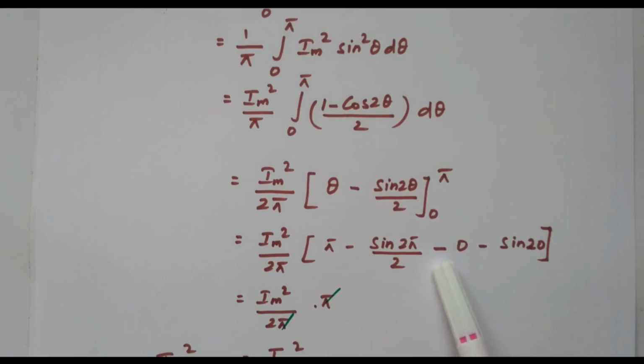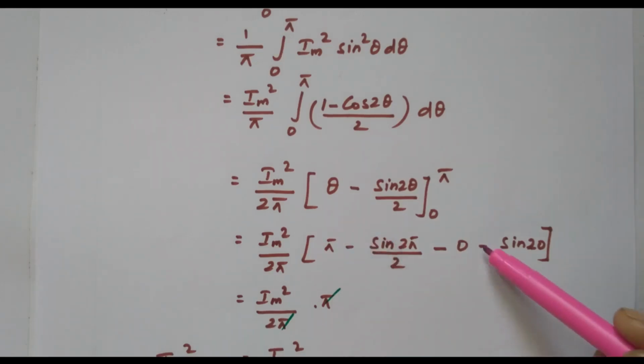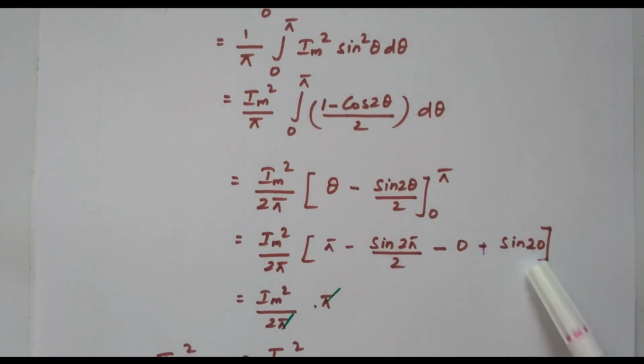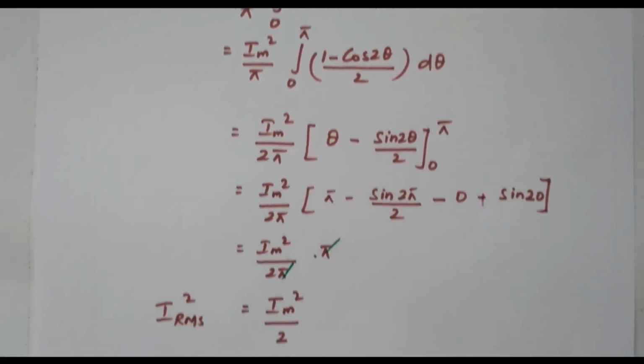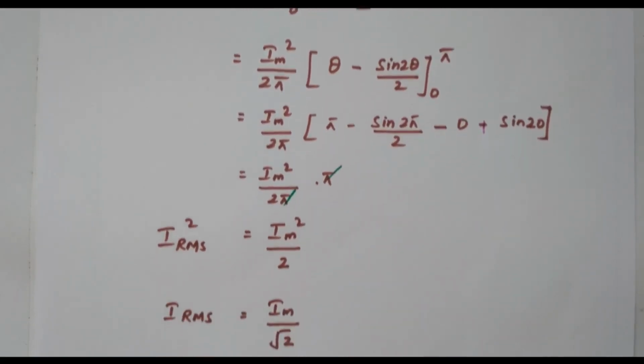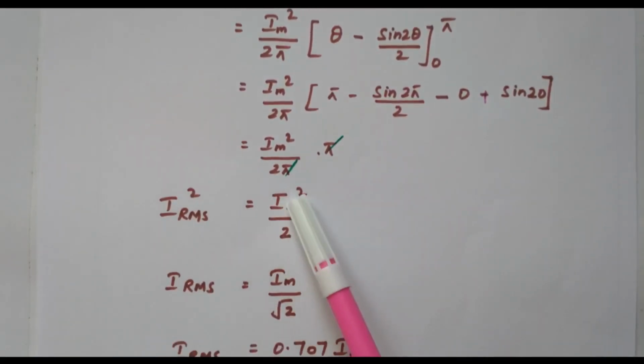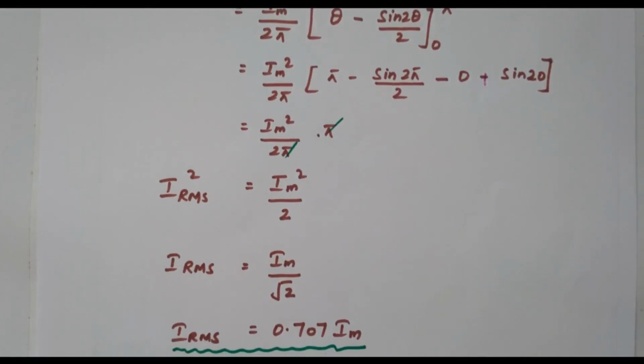Substituting the lower limit, at that time we will get a negative, minus 0. Here already one negative is there, so it becomes positive. This will be positive, not negative. Sin 2 pi is 0, and sin 0 is also 0. Only pi is available. So Im square divided by 2 pi into pi. The pi got cancelled, so we have only Im square divided by 2. That is, I RMS square equals Im square divided by 2.